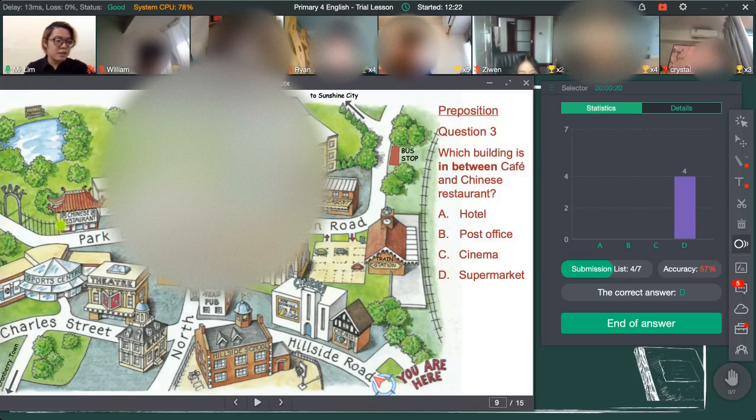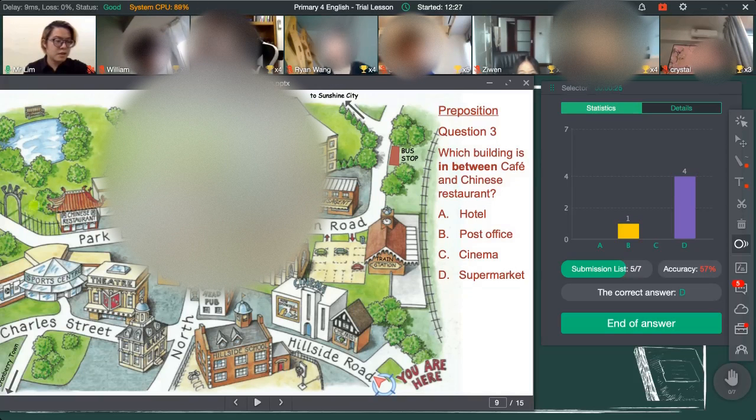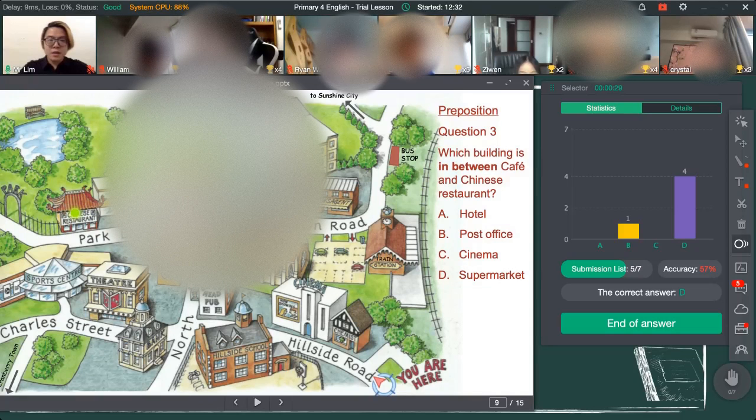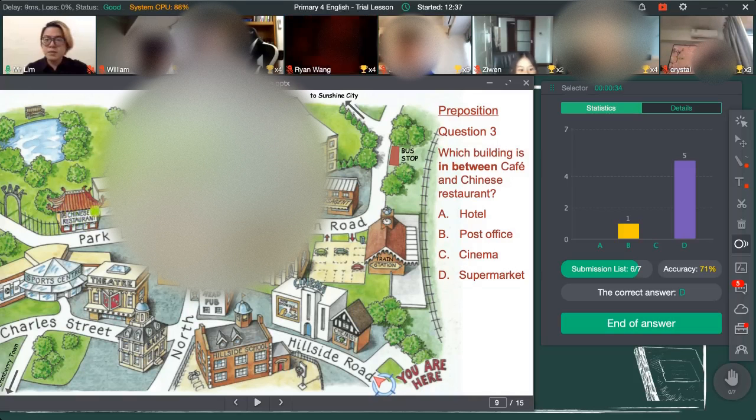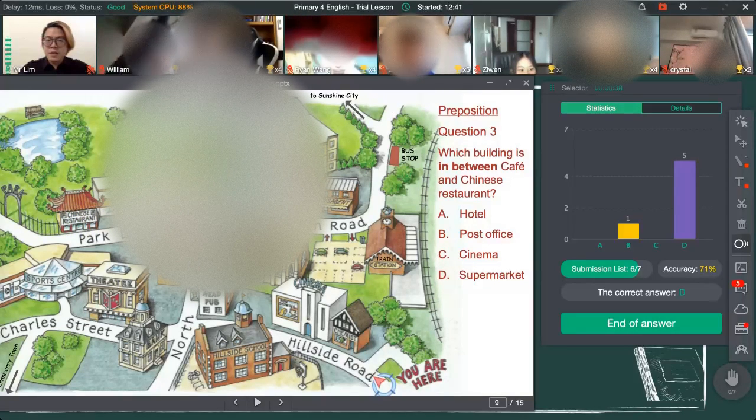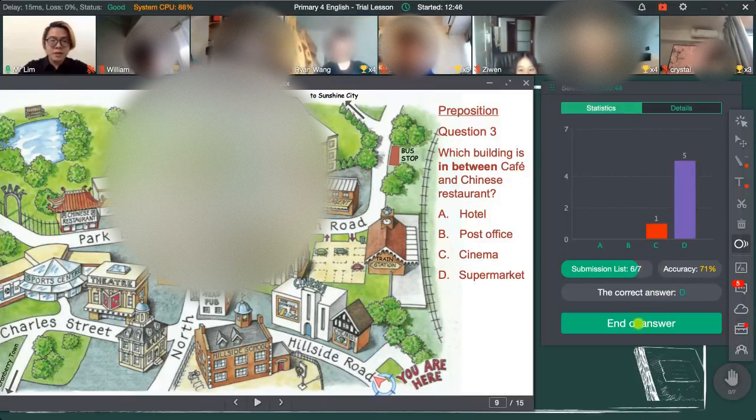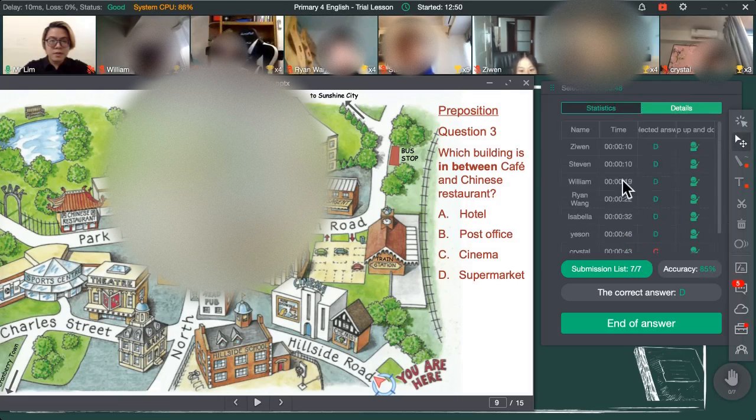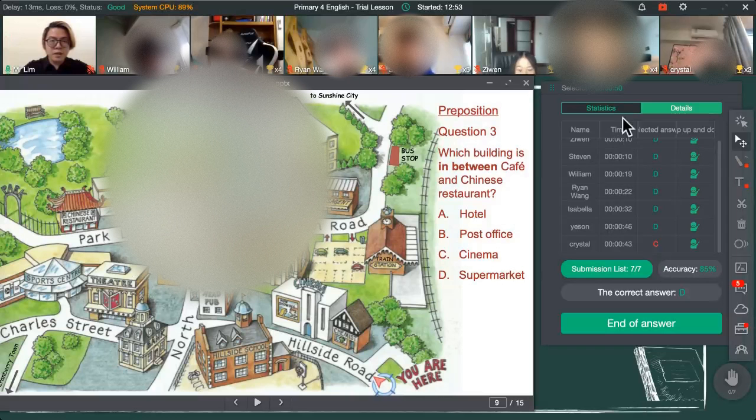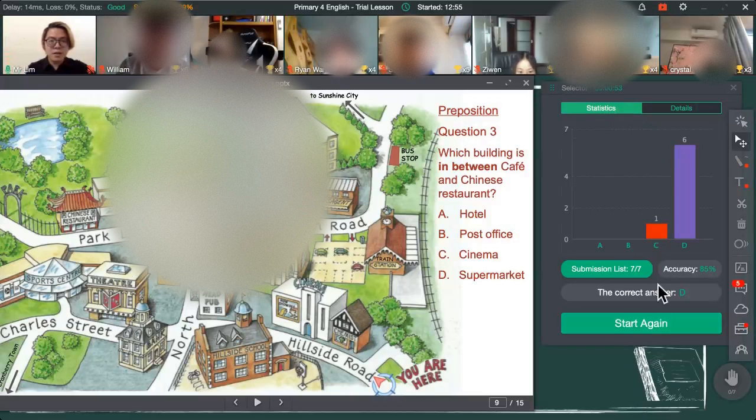Nice. Okay. I have two more students. One more. Okay, Chinese restaurant is here. The cafe is here. What is the meaning of in between? Okay, I have one more student waiting to answer. All right. All of you have answered?